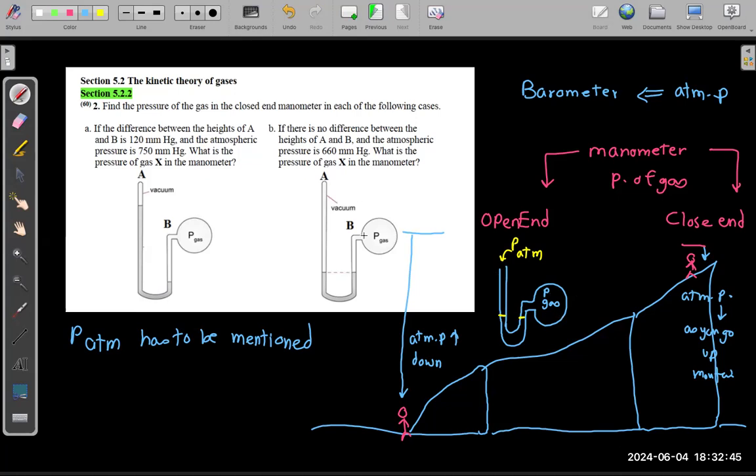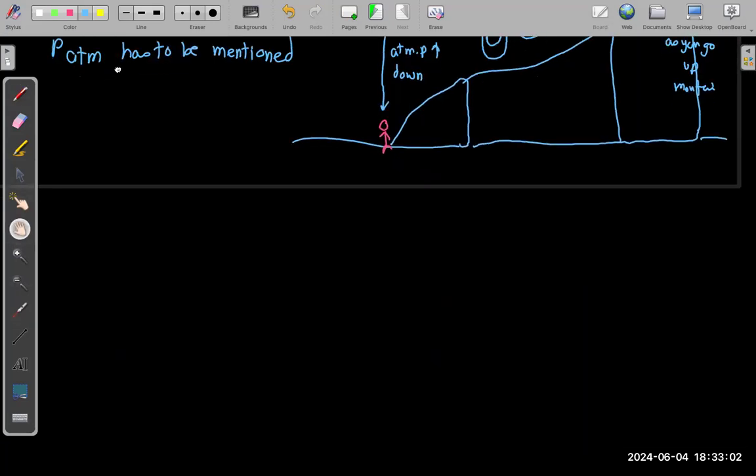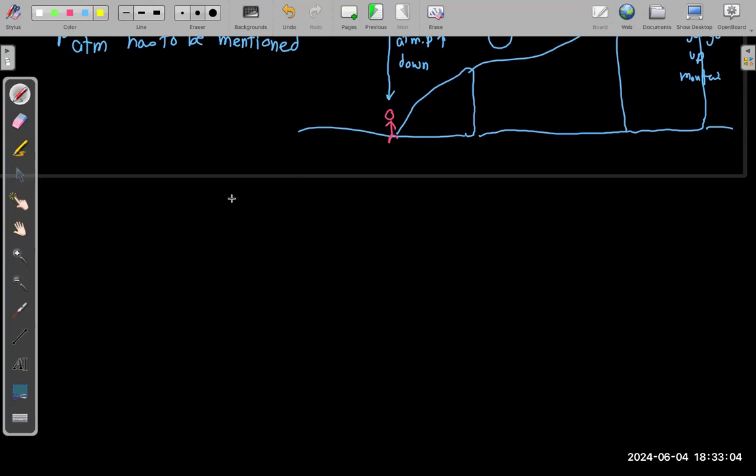Okay, so he said the atmospheric pressure, he has to mention it. It's equal to 750. It's equal to 660. Did you see there are different numbers? That's why he must tell us. The only thing that we need to know in addition is how to change between the units of pressure, because the pressure in our syllabus has 2 units.